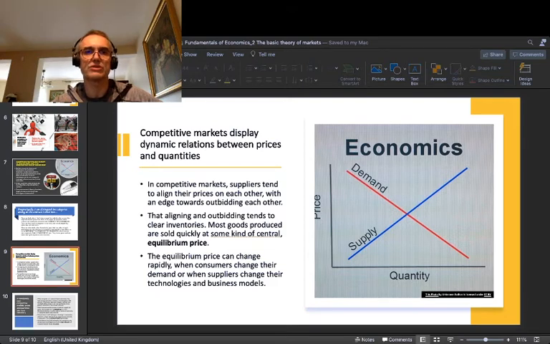As competition disappears from a market, inventories tend to climb. And the equilibrium price in a competitive market can change rapidly under the influence of changes in consumers' behavior, in suppliers' technologies. So this is that component of fluidity.